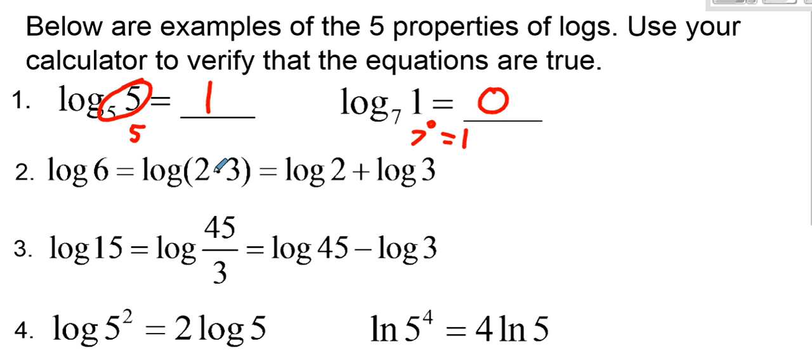Number 2 is all worked out for you. 6 can be written as 2 times 3. And then we had the property that said multiplication can be expanded with addition.